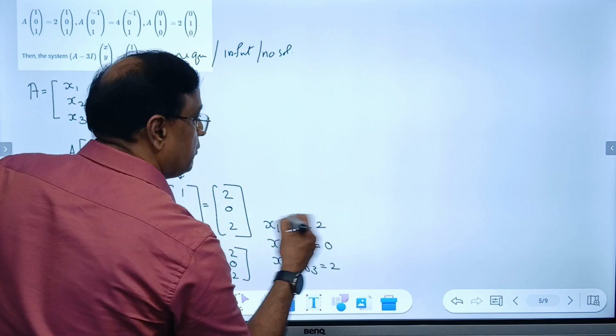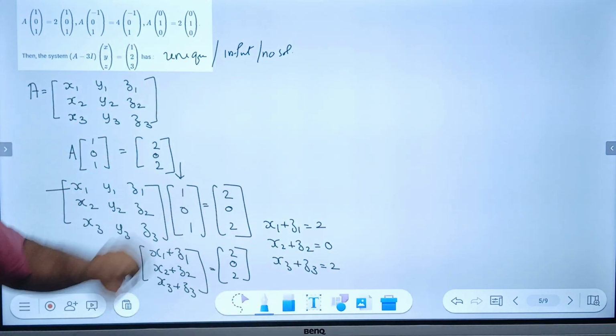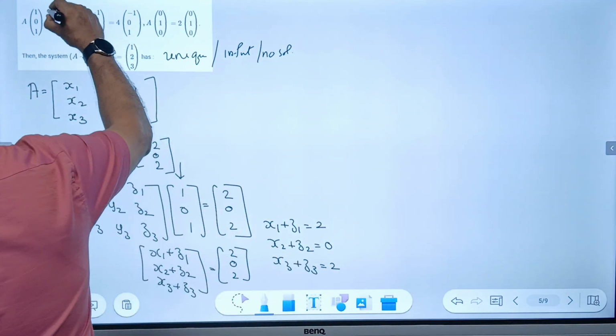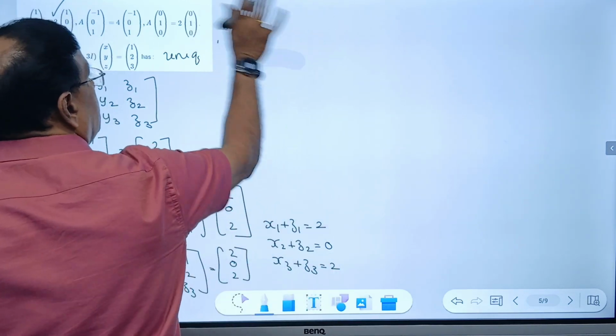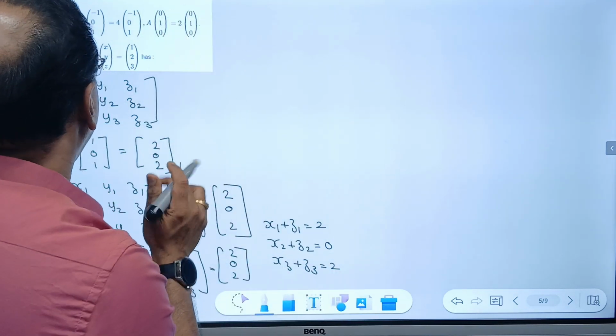So I have got 3 equations. Let it be there. I made use of this. It's done. I'll just rub this off, I don't need it now. Now I'll go to the next equation. What is the next equation?